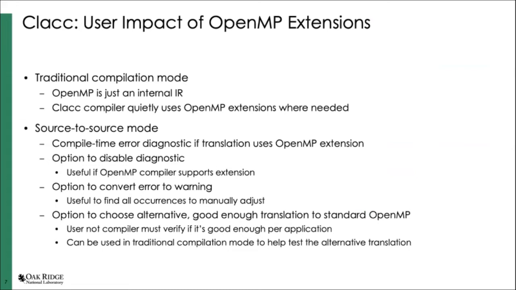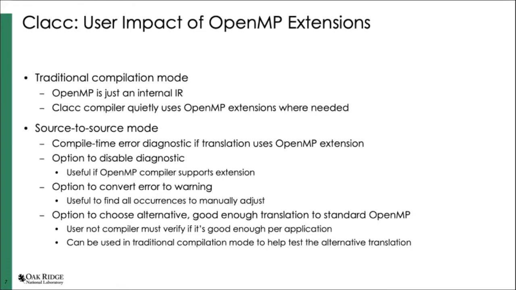But what is the impact of OpenMP extensions on Clacc users? For traditional compilation mode, there is no impact. OpenMP is just an internal IR, and the Clacc compiler quietly uses OpenMP extensions as needed. The user doesn't need to know. For source-to-source mode, there's a caveat. In this case, the user may wish to compile the generated OpenMP source with a different OpenMP compiler that doesn't support Clacc's required OpenMP extensions. For this reason, to be sure the user is aware, Clacc source-to-source mode by default produces a compile time error diagnostic if the OpenMP translation uses an OpenMP extension.